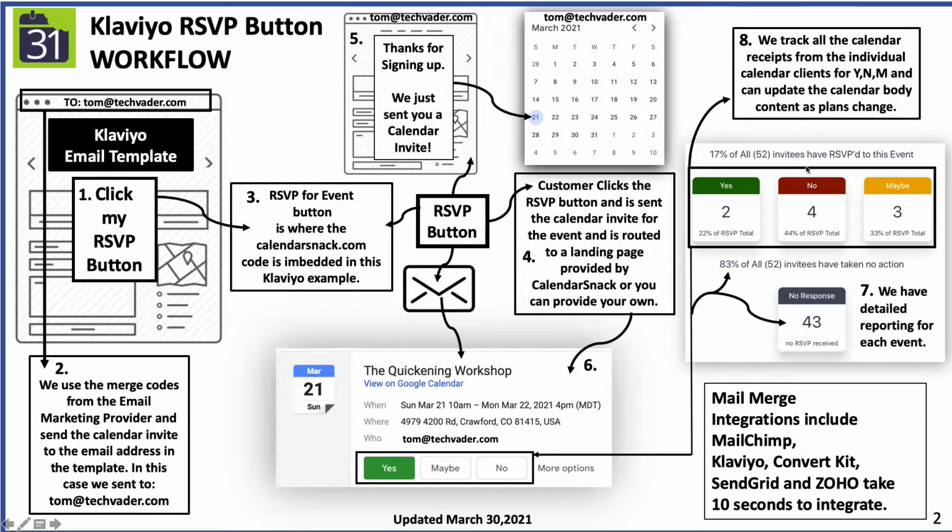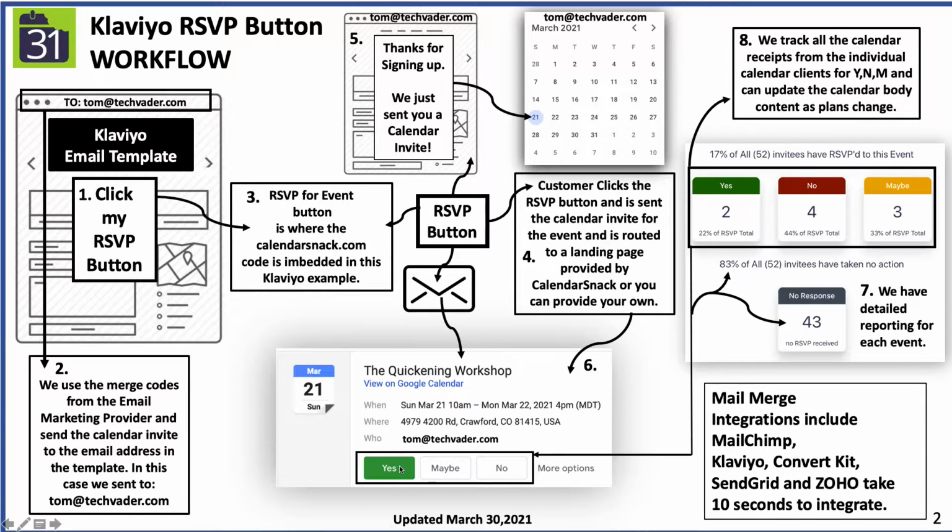This is an example, 1 through 7. I'm not going to go into great detail, but essentially when someone embeds an RSVP button with our technology from the CalendarSnack, that code is inserted into the call to action. When someone clicks that call to action RSVP button, as we call it, they are sent a calendar invitation and a splash landing page. We track all that information over here once they receive the calendar invitation and respond to the RSVP.